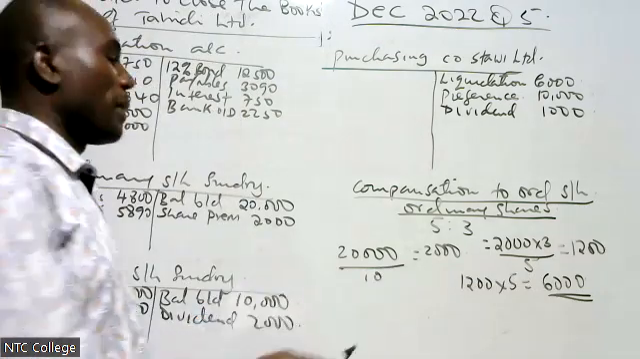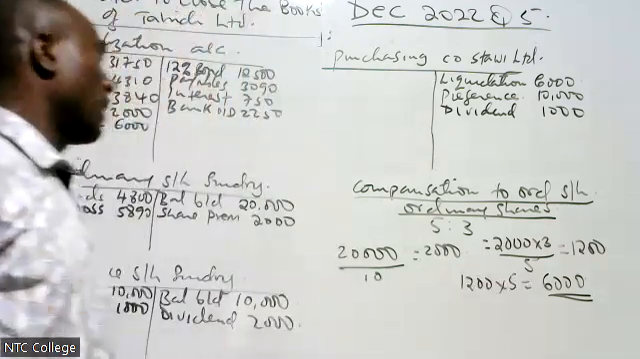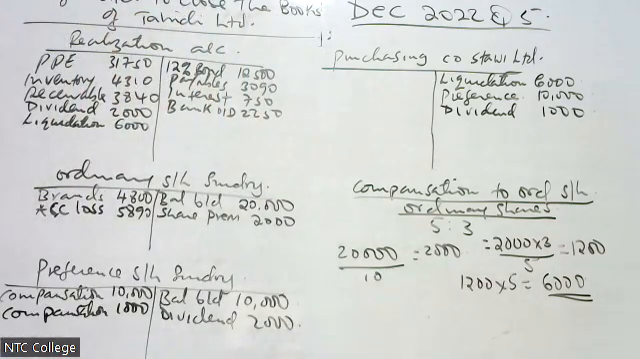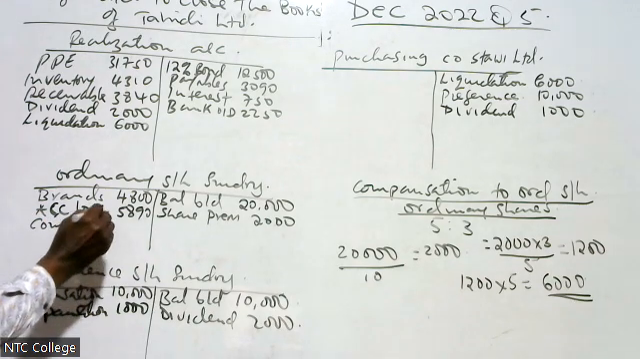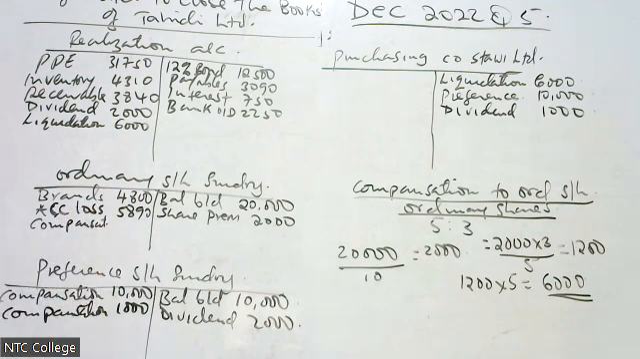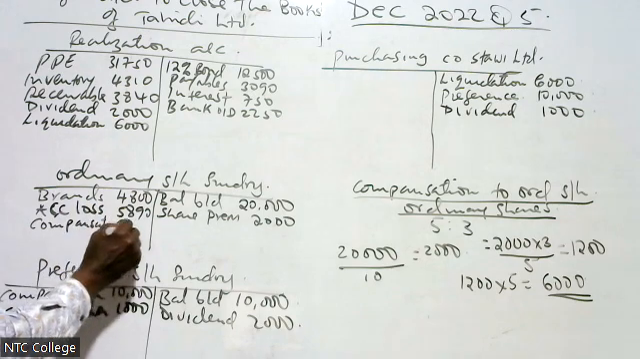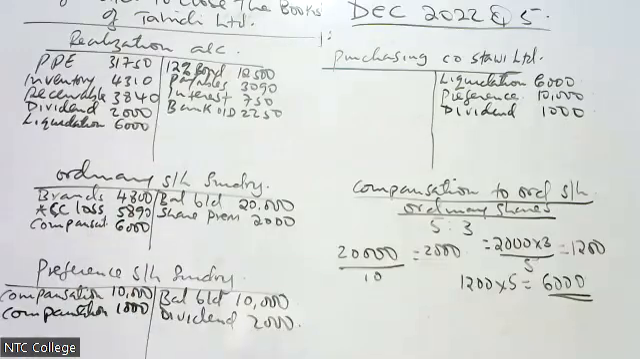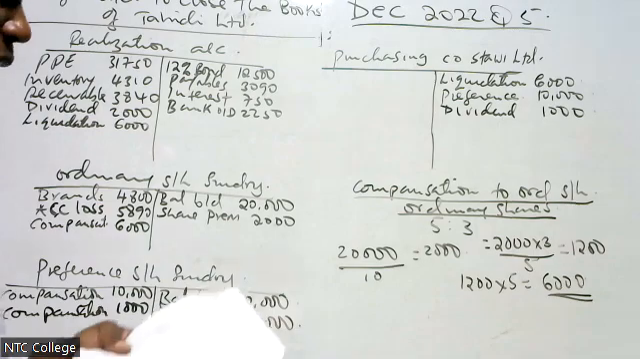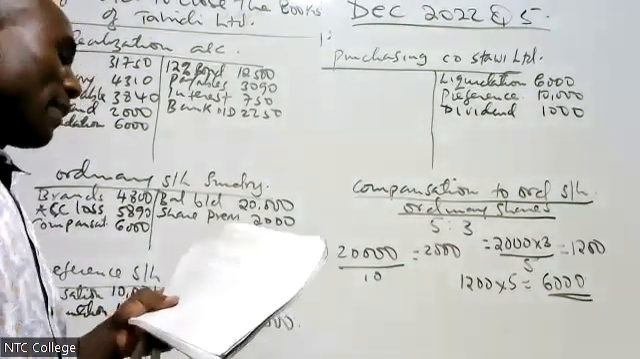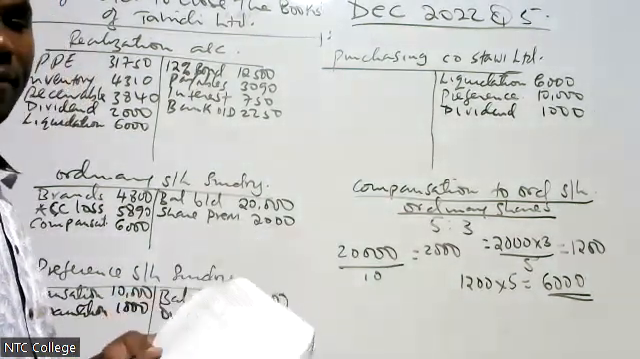Therefore, this was a compensation to ordinary shareholder. I debit ordinary shareholder, I say compensation, 6,000. We have compensated ordinary shareholder in note number 4. Then we go to note number 5.